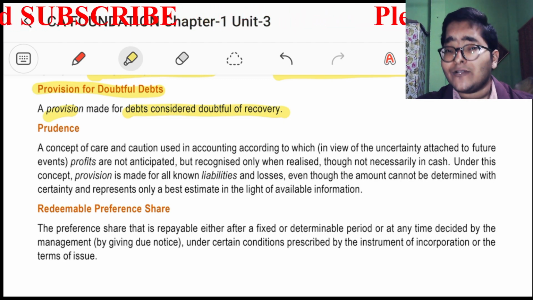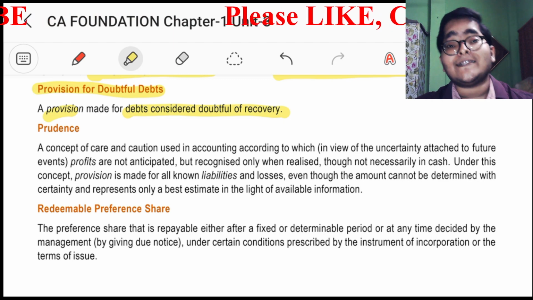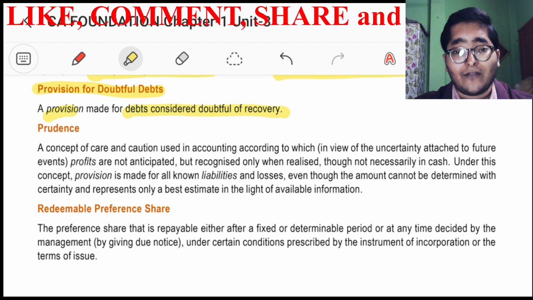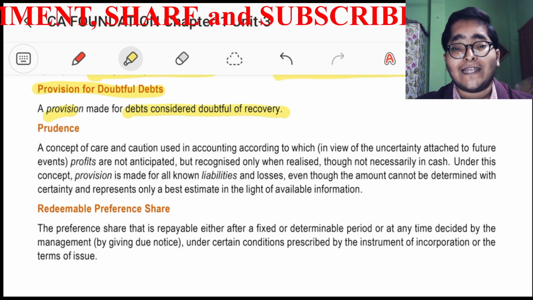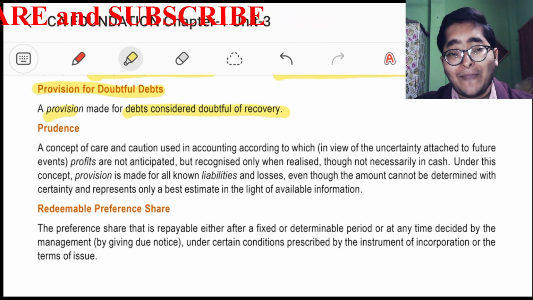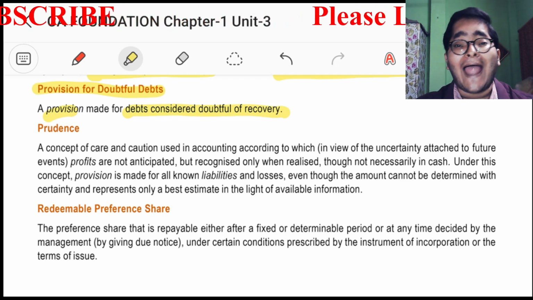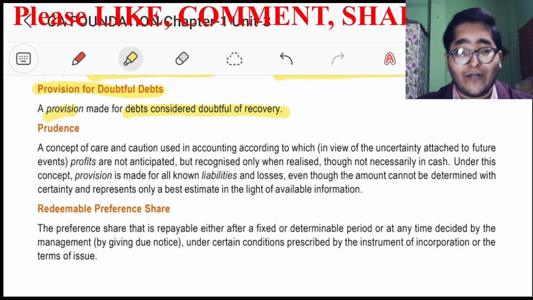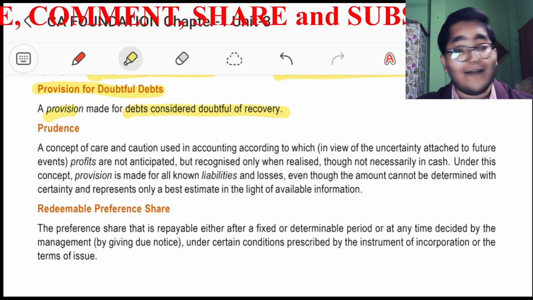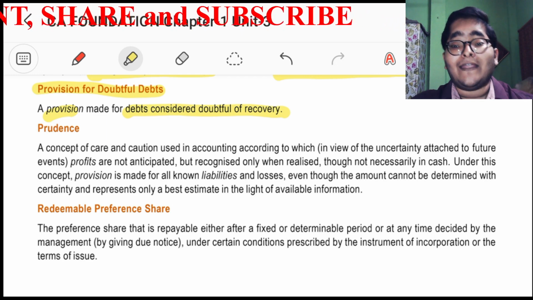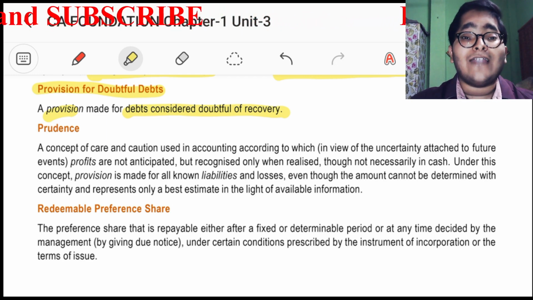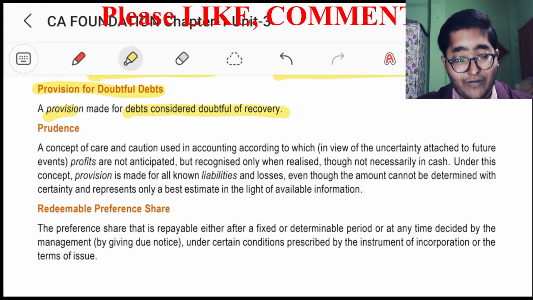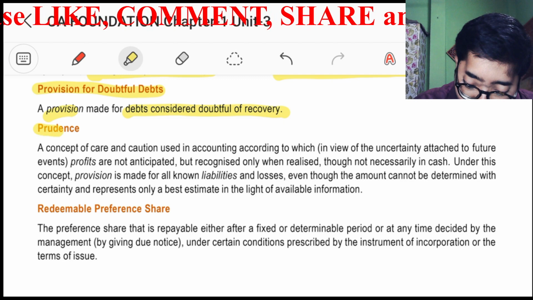So, what does the prudence concept say? Prudence is an accounting concept according to which an accountant, while preparing the financial statements, should anticipate all losses and liabilities, but should not consider any profit unless it is earned. If there is a chance of a liability or loss to be incurred, he must write a provision for it.